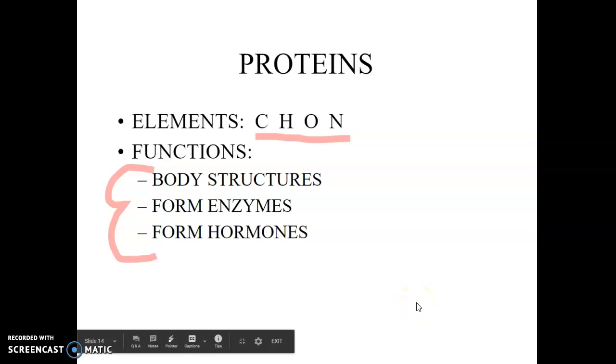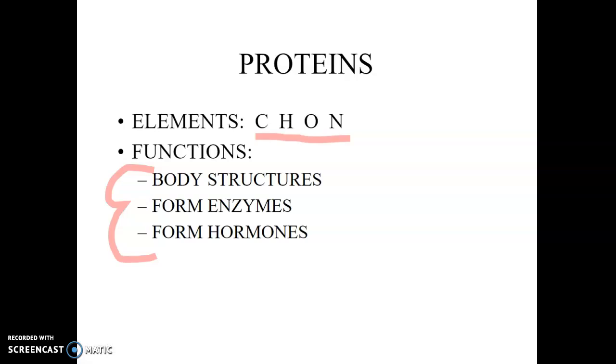This is part 2 of organic compounds, and in this presentation we'll discuss proteins and nucleic acids. So start in the third column on your chart, and we'll start with proteins and the elements contained there. Just remember CHON: carbon, hydrogen, oxygen, and nitrogen. And the functions: they make up body structures, form enzymes, and form hormones.